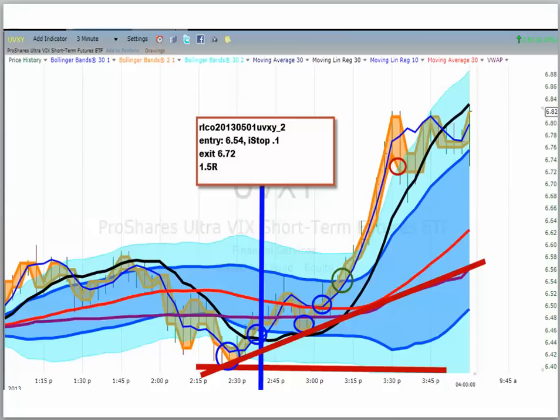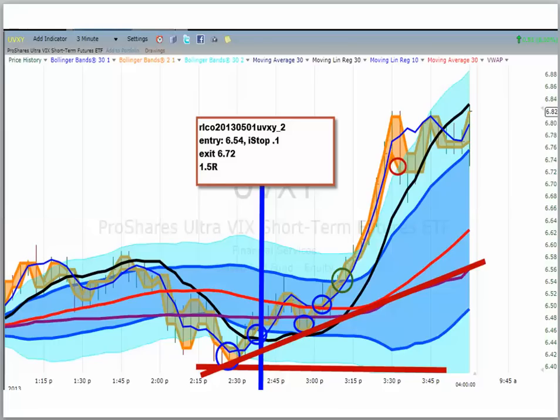It went briefly to the top of the river and pulled back, and then held support inside the river, right in the vicinity of the VWAP here in this blue circle, and then resumed, and this time it went up, tested the top of the river again, and this time when it came down, it held at the Bollinger Band mean.